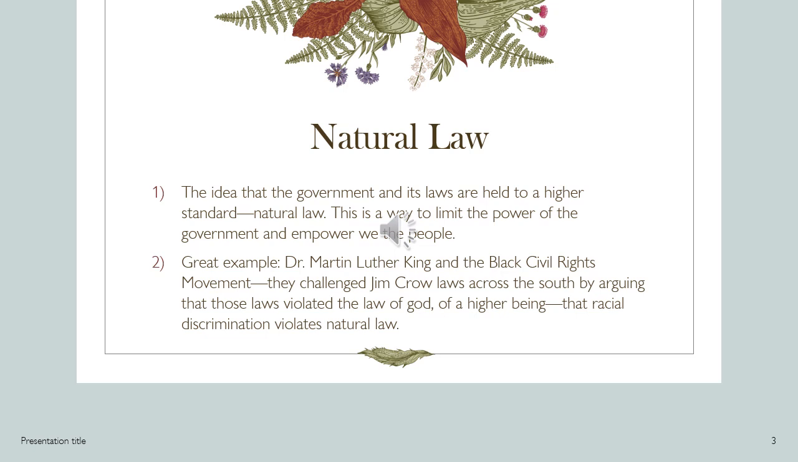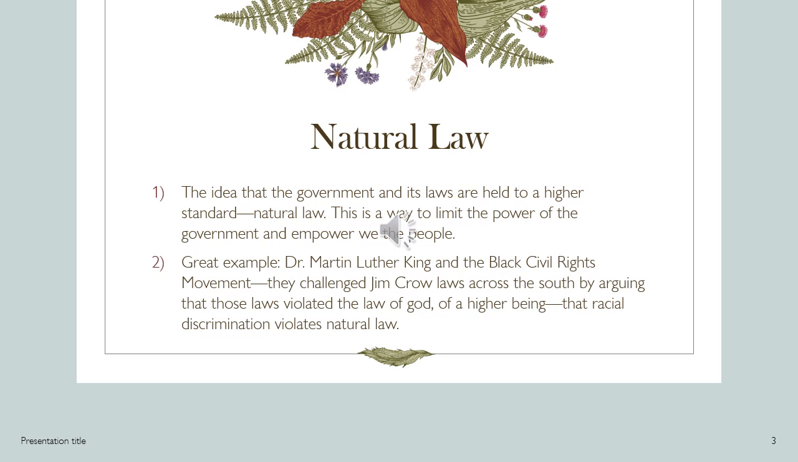And the movement, and Dr. King argued, look, those are definitely statutes, those are definitely laws at the state and local level across the South, but they conflict with natural law, right? The law of God, as King put it, because he was a man of the cloth, the law of God is, right, that everybody's equal in the eyes of our Creator, and that racial discrimination violates that fundamental belief that racial discrimination is illegitimate, is inconsistent with natural law, right? So natural law can be a great way to challenge governmental authority, right? It's really the whole basis, isn't it, for civil disobedience, right?